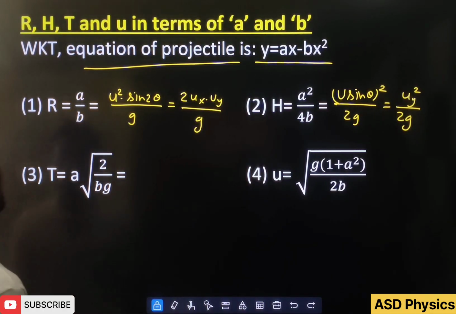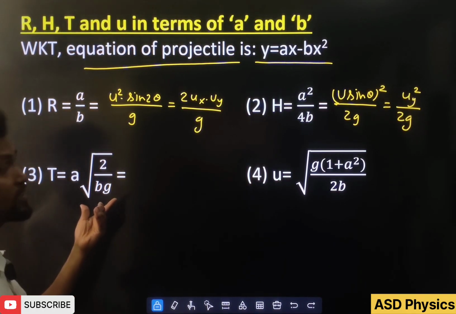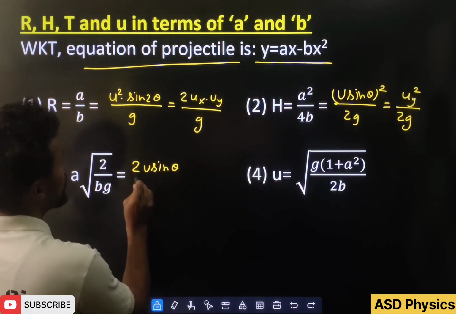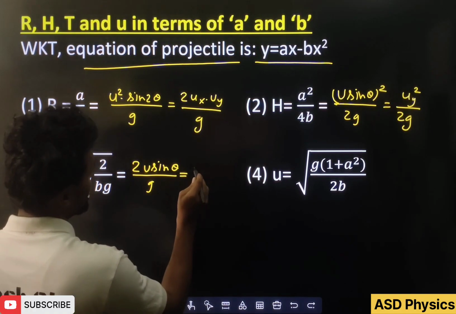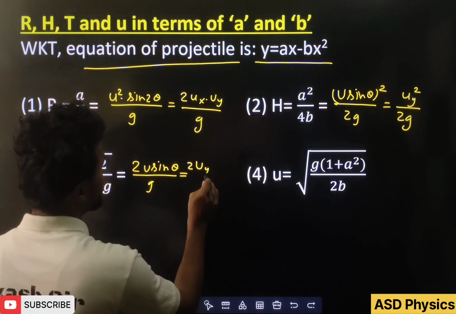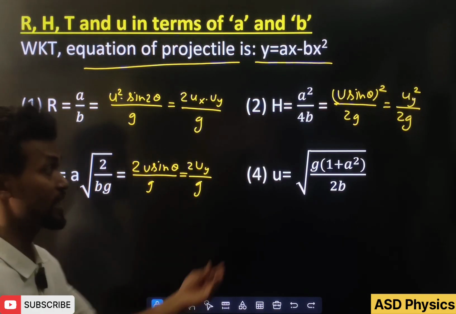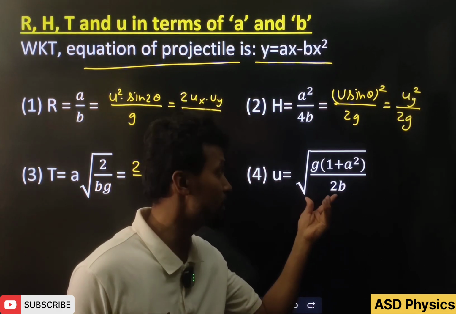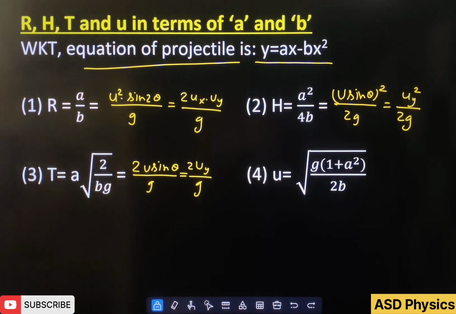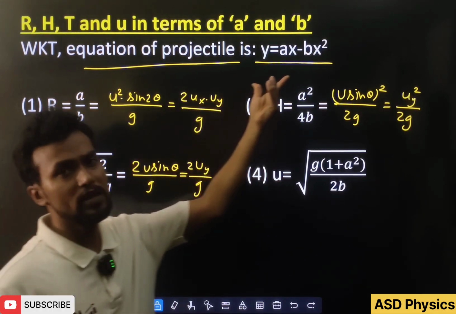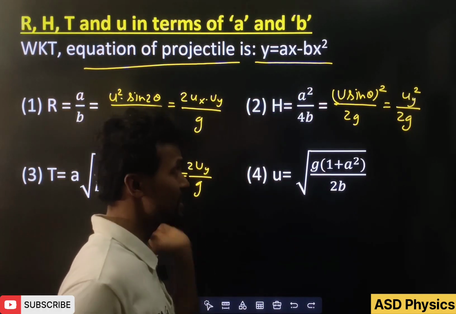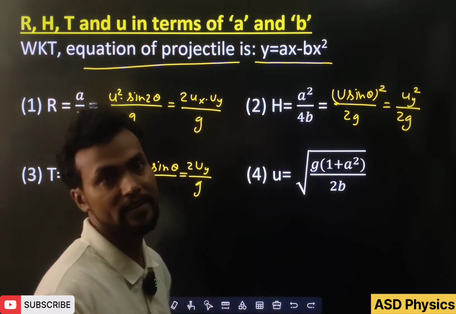After that, see the time of flight. What is this? Root of 2a by bg. This I have taught you as 2u sine theta by g, or I can write 2 uy by g. And one more thing, the initial speed formula is square root of g into 1 plus a square by 2b. So if they are giving the equation of trajectory in the form y equal to ax minus bx square, just do the comparison, get the values of a and b, and then directly you can get all these important terms.